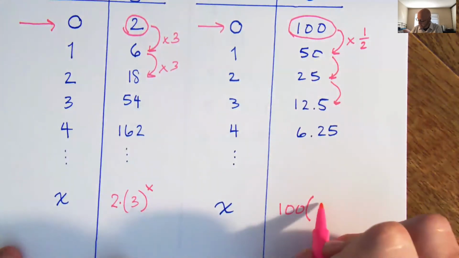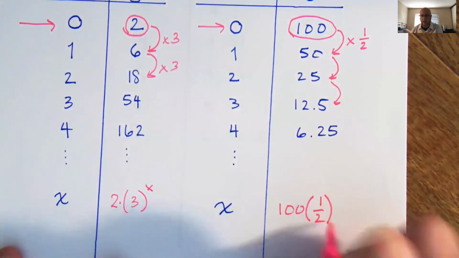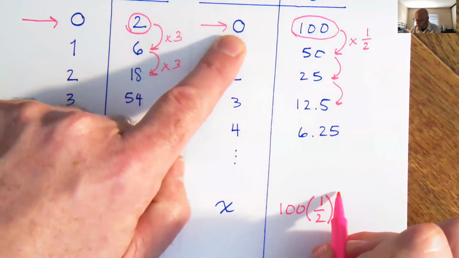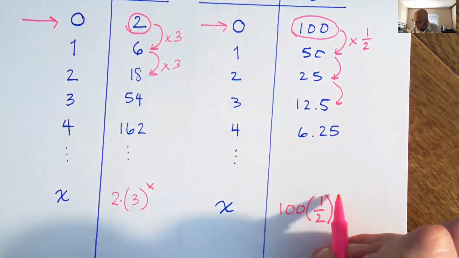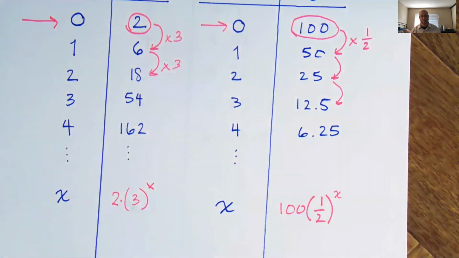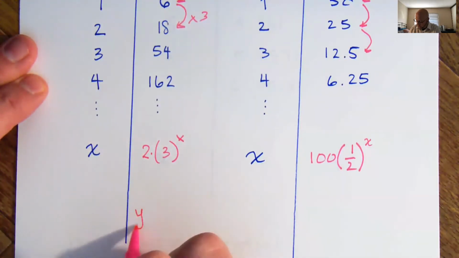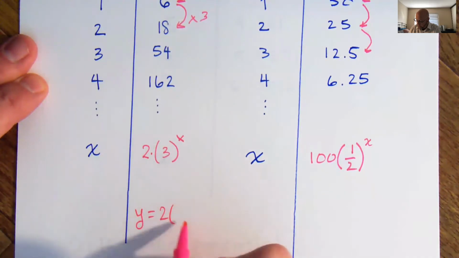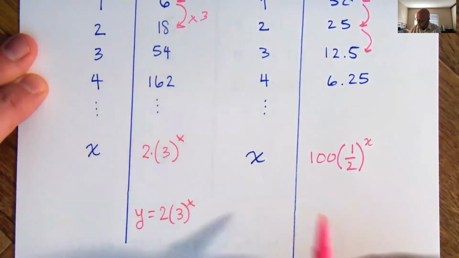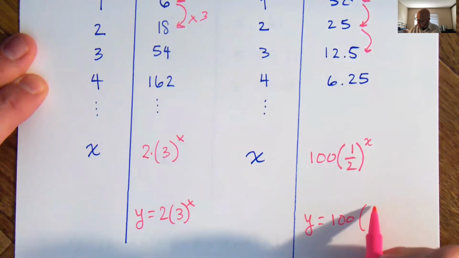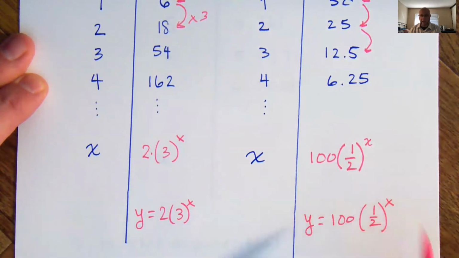Starting number, we'll have our multiplier raised to, we haven't done any halving yet, so raised to the x power. So let's just write these more formally in function notation. Y equals 2 times 3 to the x. Y equals 100 times half to the x.